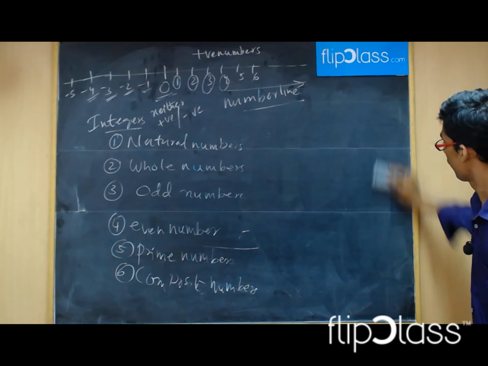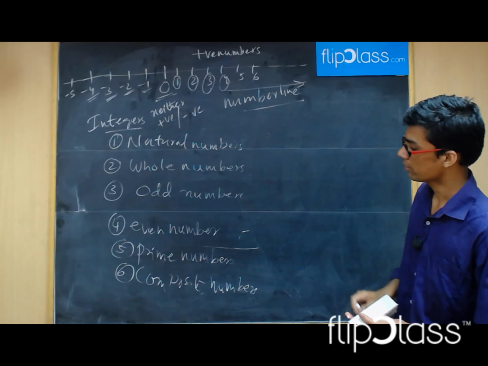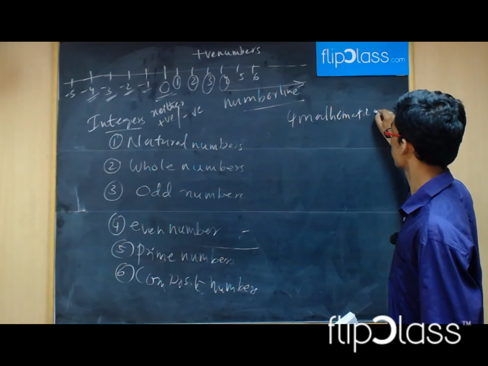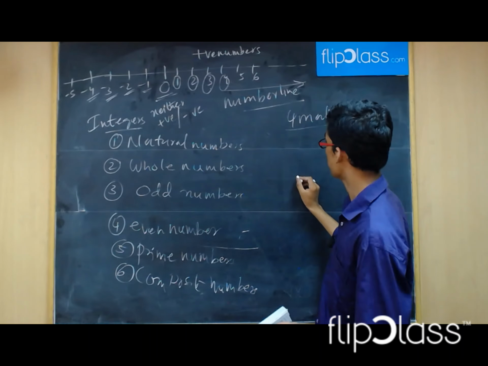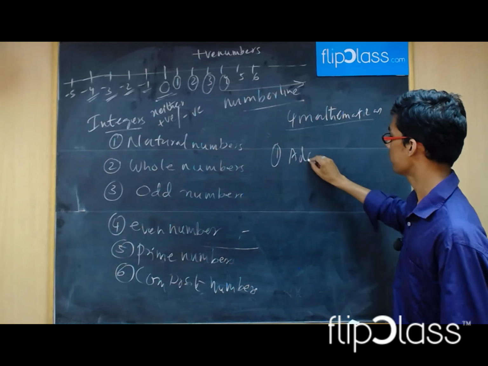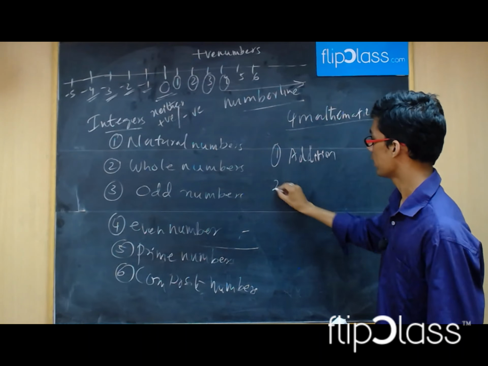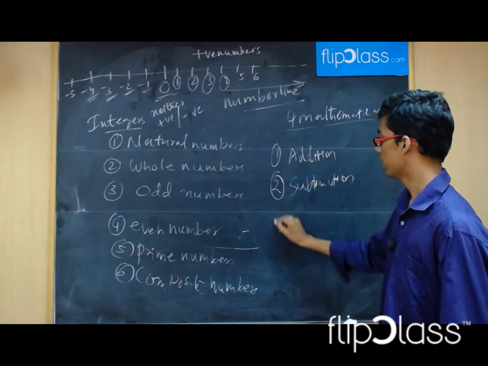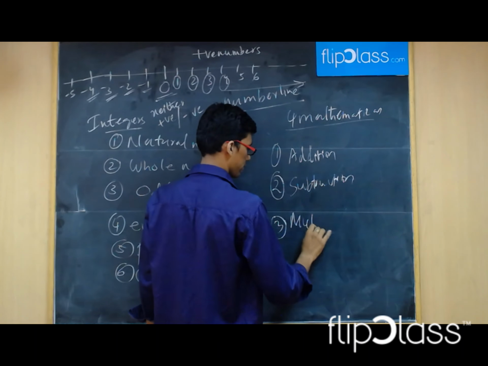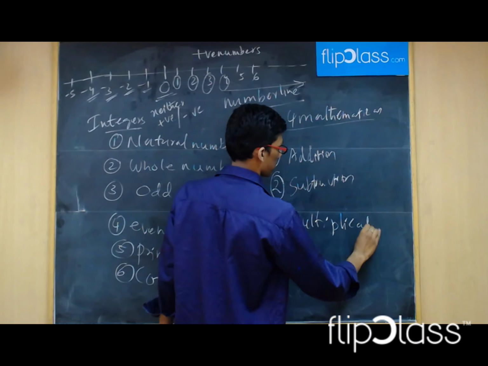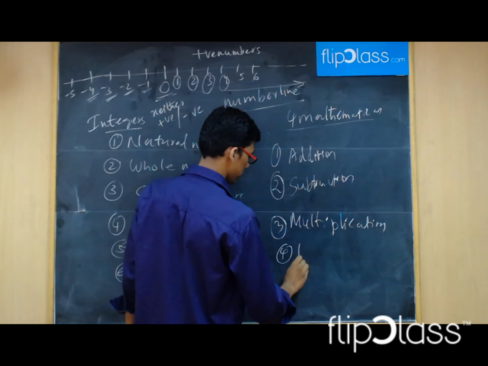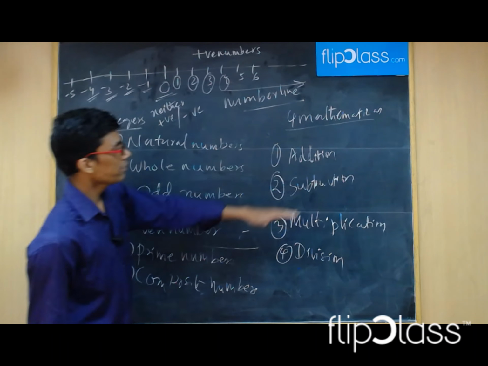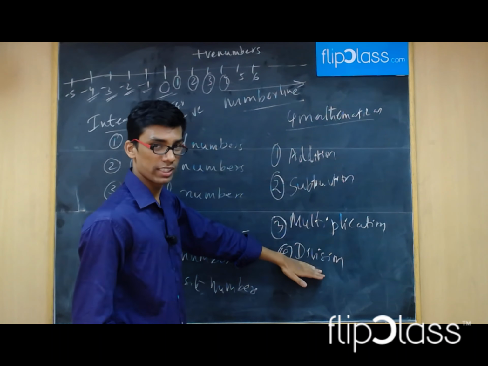Now, I've told you there are 4 basic mathematical operations, right? What are those 4 basic mathematical operations? One is addition. Second is subtraction. Third is multiplication. Fourth is division. Okay. Now let us see what addition, subtraction, multiplication and division are in terms of a number line.